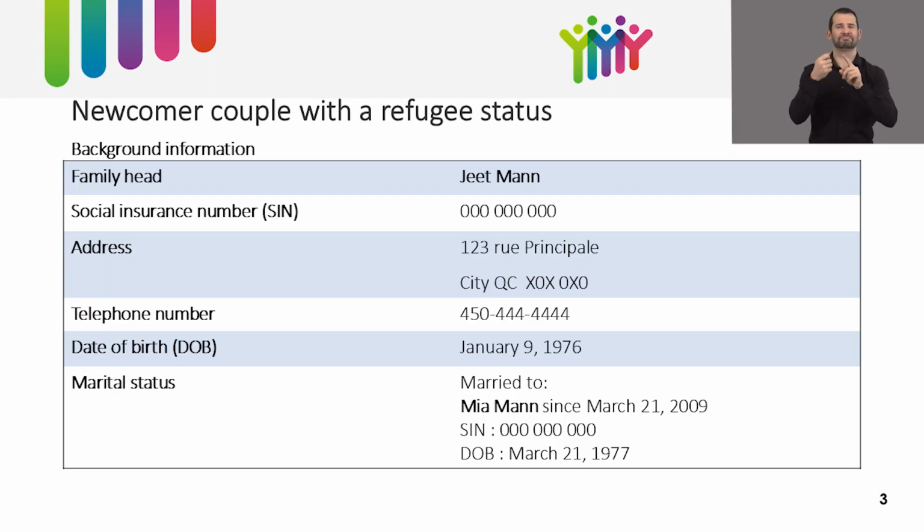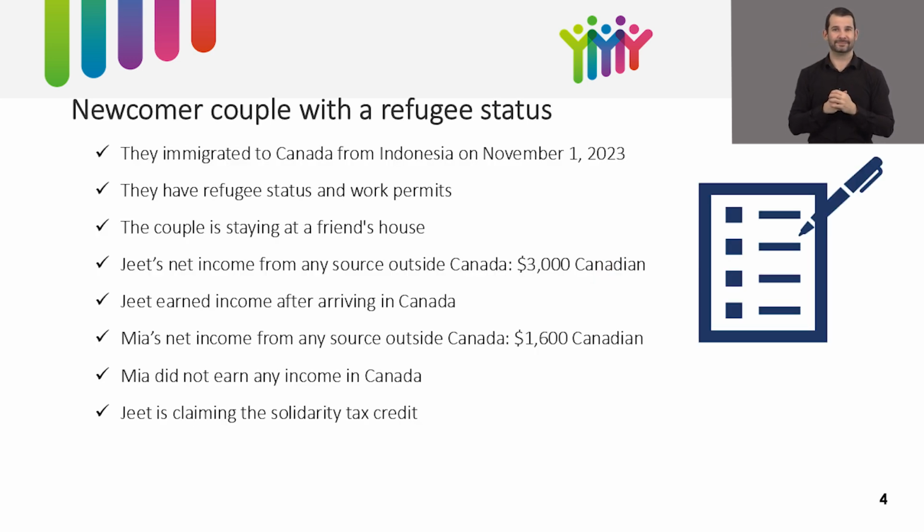Here's the background information for Jeet Man and his wife, Mia Man, including their social insurance numbers and dates of birth. They moved to Quebec, Canada from Indonesia on November 1st, 2023. They both have refugee status and work permits. They have been living with an acquaintance.